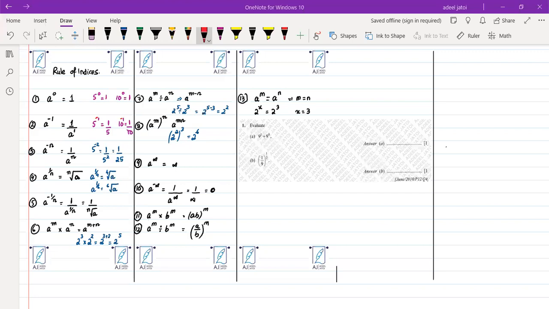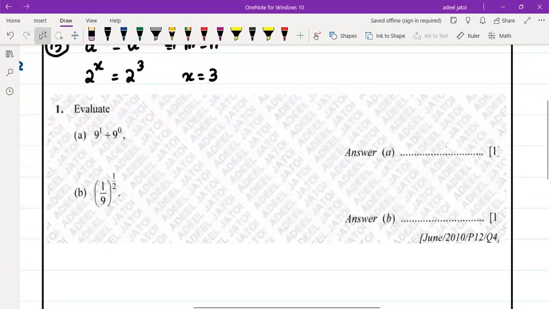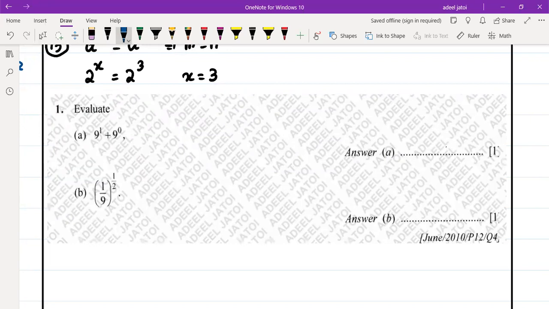Okay, let's attempt an example question from June 2010, paper 1-2, question number 4. It says evaluate 9 to the power 1 plus 9 to the power 0. You need to understand that anything to the power 1 is the same number. So 9 to the power 1 we write as 9, plus anything to the power 0 is 1. So the answer for this is 10.